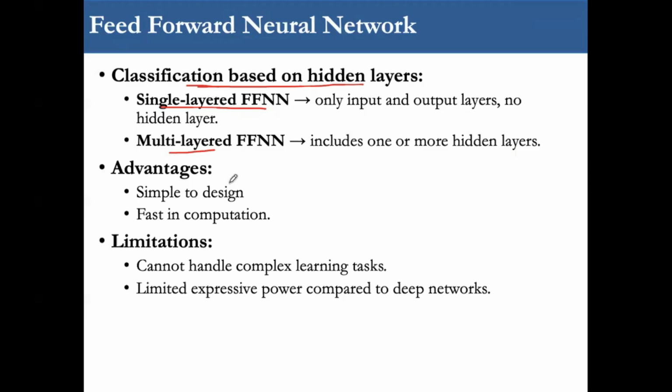We'll see the advantages of the feed forward neural network. It is simple to design and fast in computation. What are the limitations? It cannot handle complex learning tasks and has limited expressive power compared to deep neural networks. Where will we apply it? We can apply it for simple classification tasks as well as basic image processing techniques.